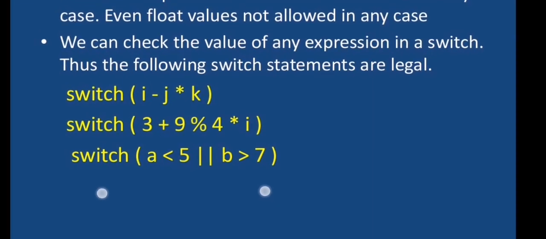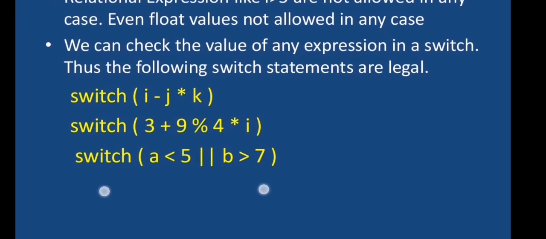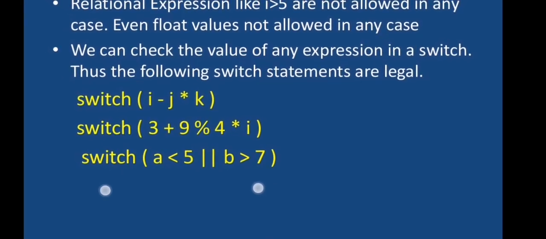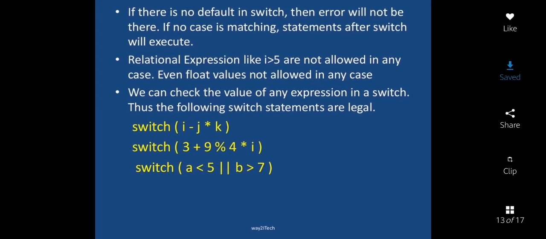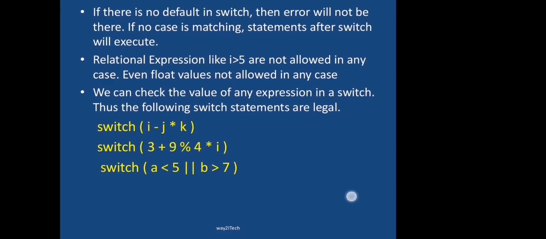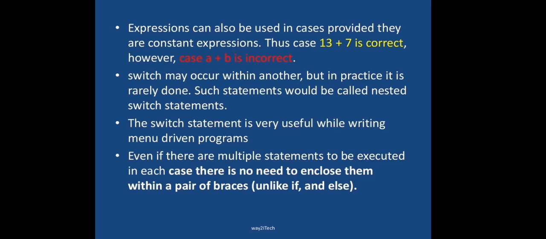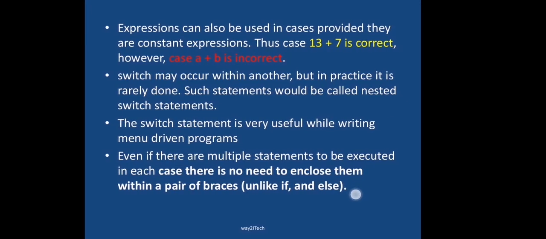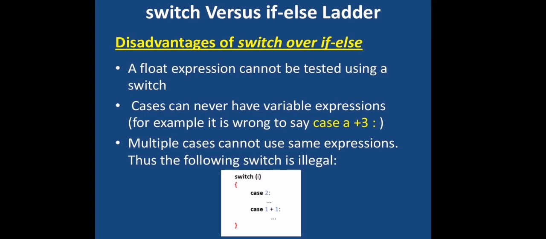For example, i minus j into k. If we know precedence, it's easy to evaluate all this, but we don't strictly need to know the precedence, because the compiler knows it. If you know how to give the input, then it's easy. Next slide. Yeah, a plus b is incorrect in this case. Some limitations are given, so let me get into that later.